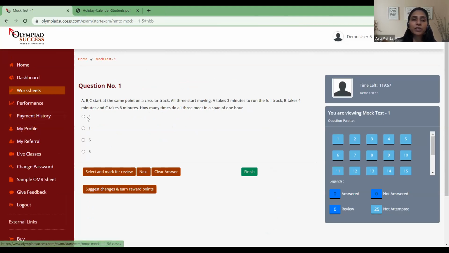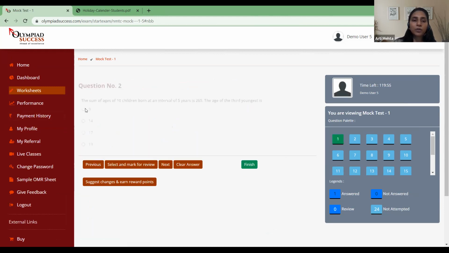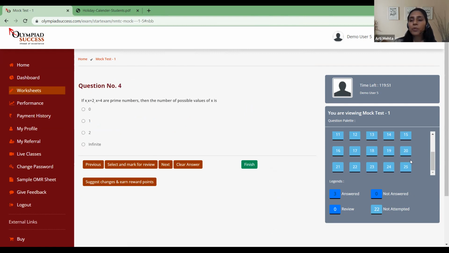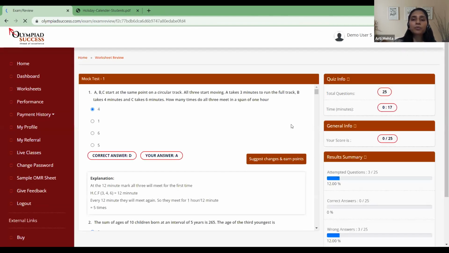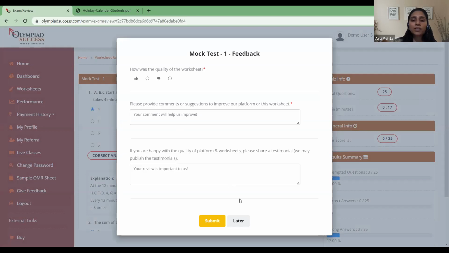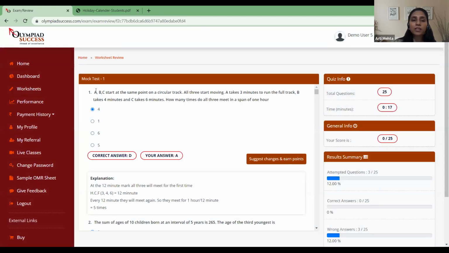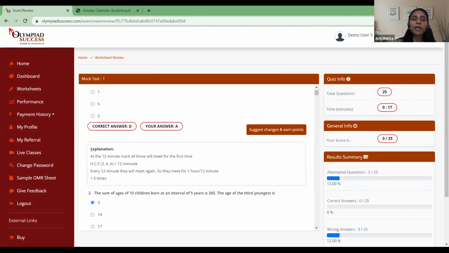Now you need to read the question, answer the question, and click on the next button. There would be around 25 questions in each worksheet. Once you are done with the worksheet, you have to click on the finish button, and your examination will be submitted and you would be redirected to the answer key page. Here you can see the complete question, the options, the correct answer, and your answer. Apart from that, an explanation would be given to you.